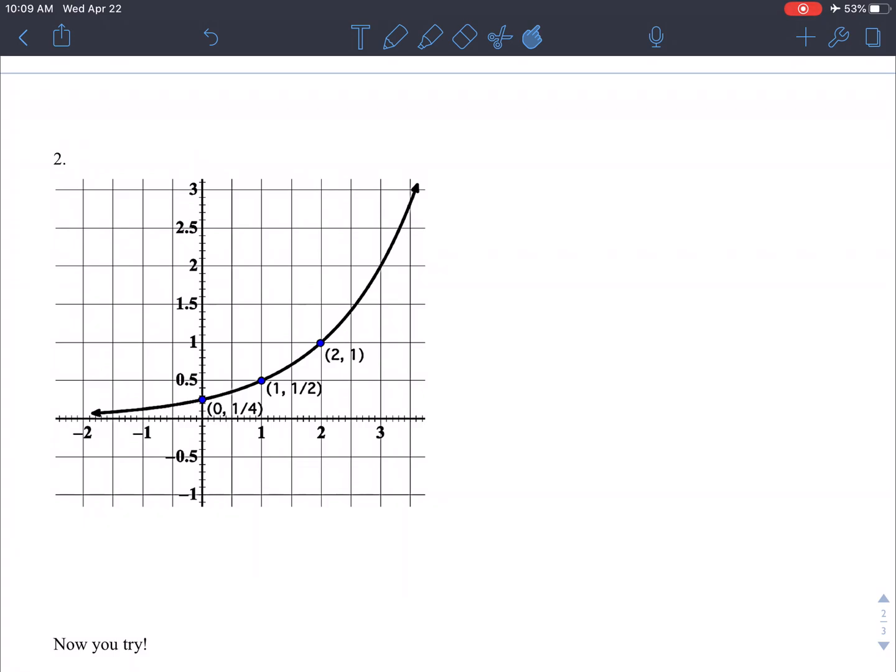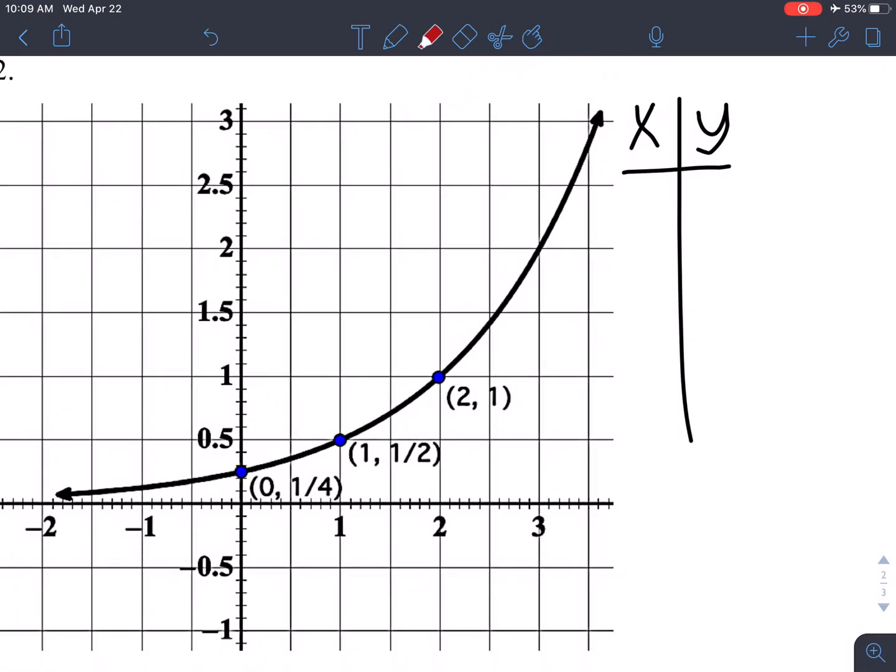So problem number 2, first thing I like to do, same idea, left to right, that's growing away from the horizontal asymptote, so I know it's a growth. If it's a growth, my base has to be greater than 1. So I'm going to do the same process as before. I'm going to make my table, always making sure to start left to right. So my leftmost point that I can actually see, we don't want to assume any points, is 0, 1/4, then 1 and 1/2, and then 2 and 1.